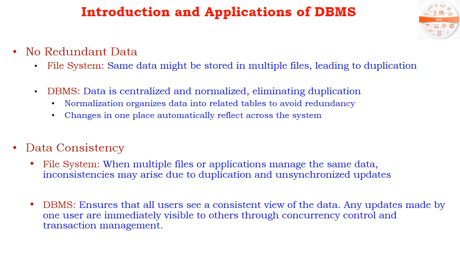Data consistency. In file system, when multiple files or applications manage the same data, inconsistency may arise due to duplication and unsynchronized updates. DBMS ensures that all the users see a consistent view of the data. Any update made by one user is immediately visible to others through concurrency control and transaction management.